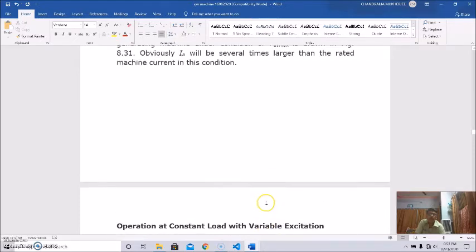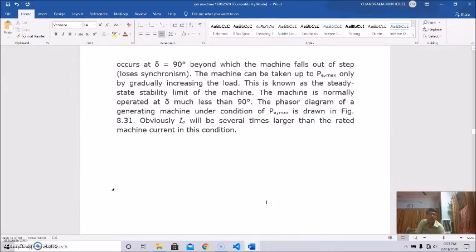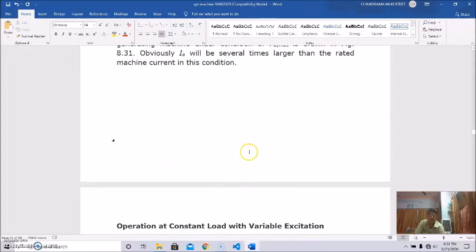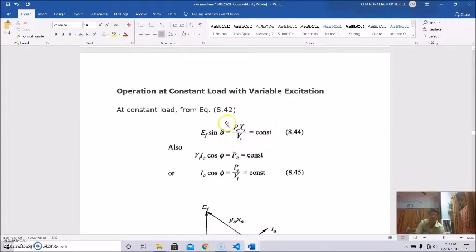So operations actually say, obviously, armature current will be several times larger than the rated machine current in this condition. So that is very dangerous. Next, operations at constant load with variable excitation.